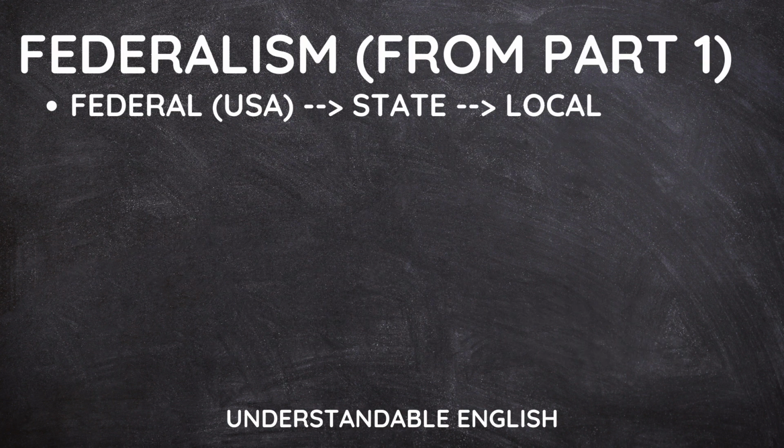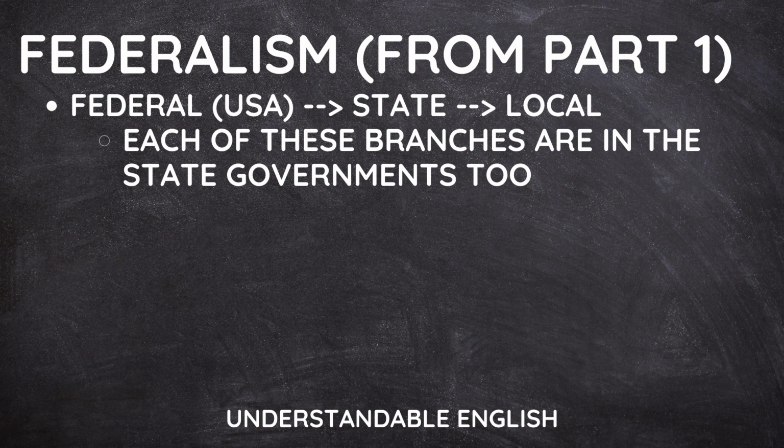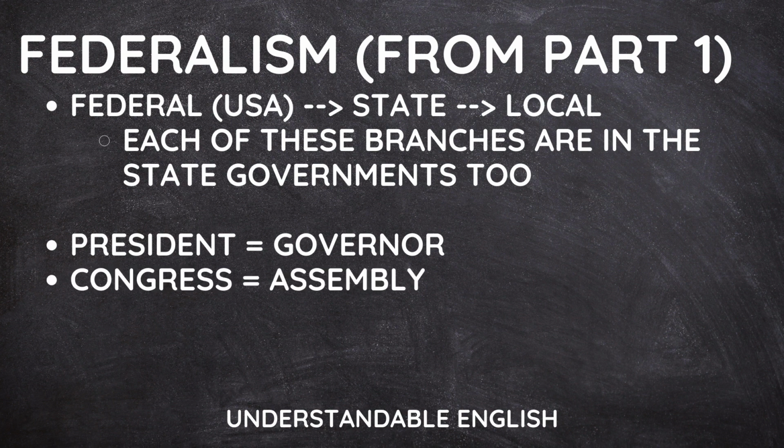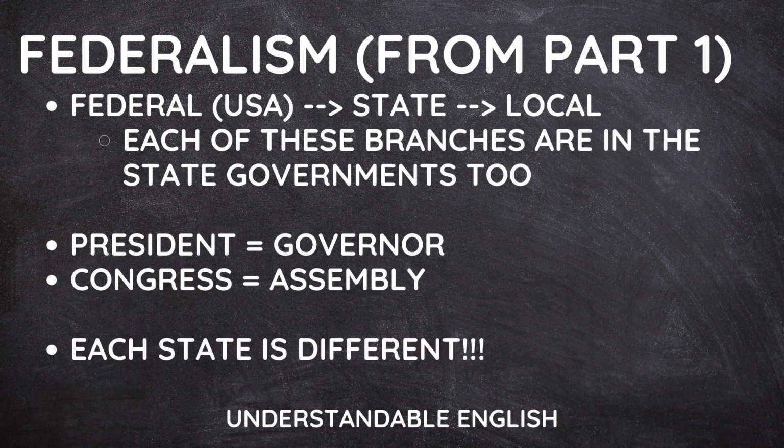Now, all 3 of these branches are repeated in a very similar way in the state governments. Instead of a president, they typically have a governor, which is the head of the executive branch. They also have state courts and state supreme courts, like we do in DC, and they have a Congress, or sometimes it's called an assembly. Each state is a little bit different, but more or less, they have the same system of representatives from different regions. That is, we choose a person who lives in our region, and we send them to the capital, that is DC, or the capital of the state, and they represent us in the government.